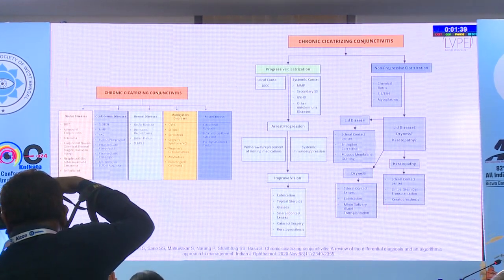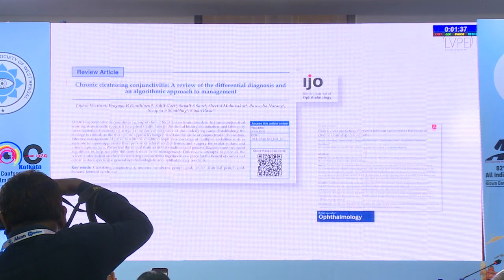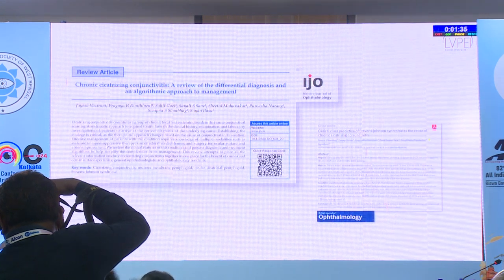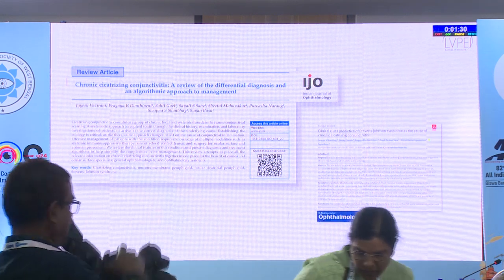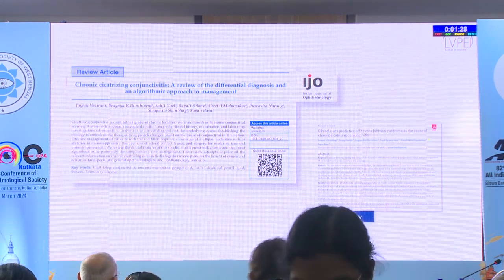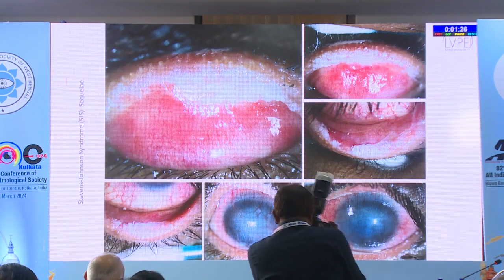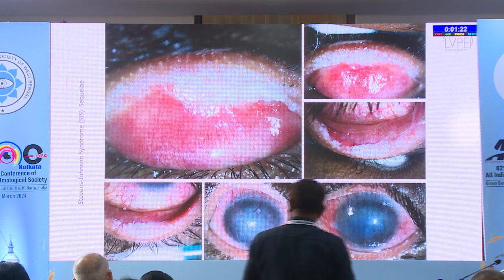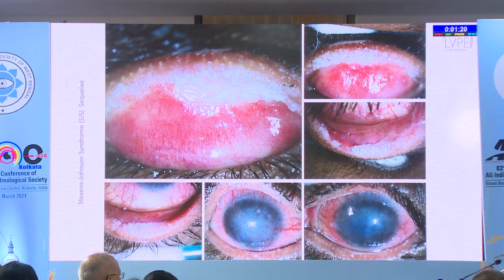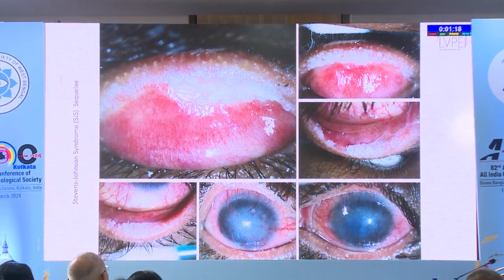And there are various causes of cicatrizing conjunctivitis, and you can go through this review article as well, and you can again scan the QR code if you want to download the article for free, where the very nice algorithmic approach is described. But in general, it's basically because of 4 diseases in our population. The most common is Stevens-Johnson syndrome. They have a history of a dermal disease where there's shedding of the skin, etc.